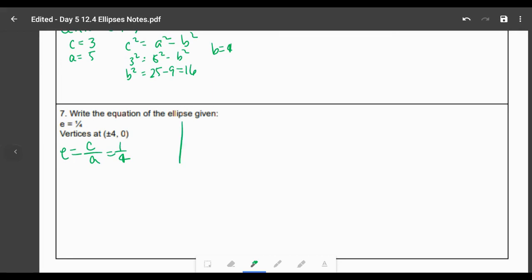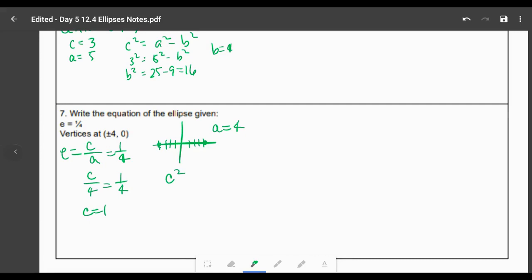But I do know that the vertices are the endpoints of the major axis. And if they go to 4, 0 and negative 4, 0, I know my a has to equal 4. All right, so if I use this eccentricity equation, I get c over 4 equals 1/4. Well, now c definitely has to equal 1. Right, I've got a, I've got c, I just need to find b.